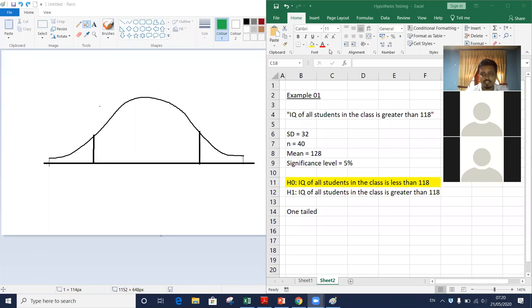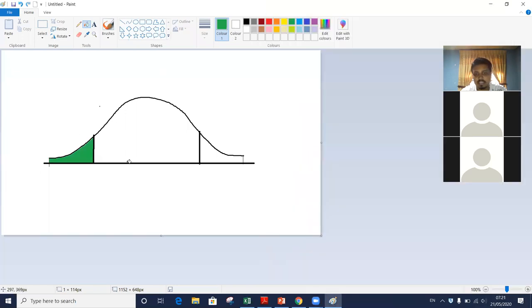Yes, right. If it is less than, it is towards the left, right. So it talks about this area, right? Less than, right? When we mark the acceptance and rejection regions, what we need to refer to is H0, the null hypothesis. Right. So here, what should be the z value here? How do we get it? Do you remember?